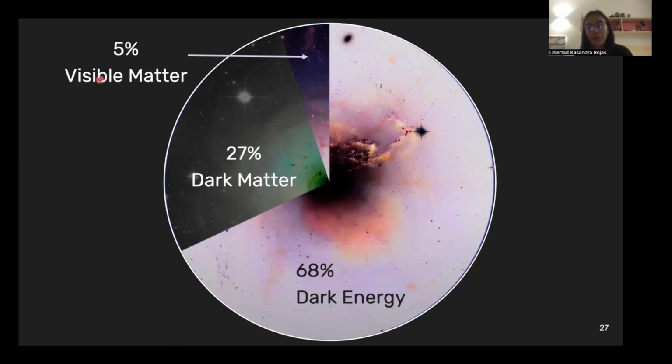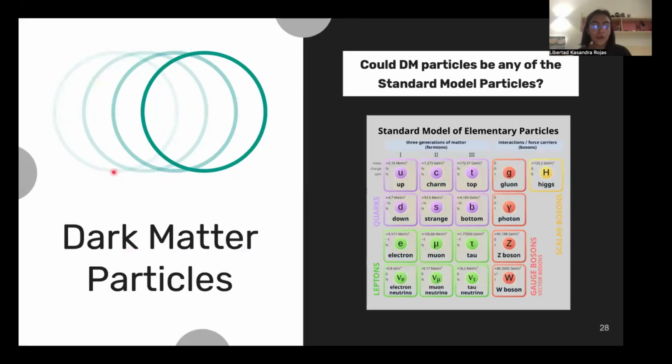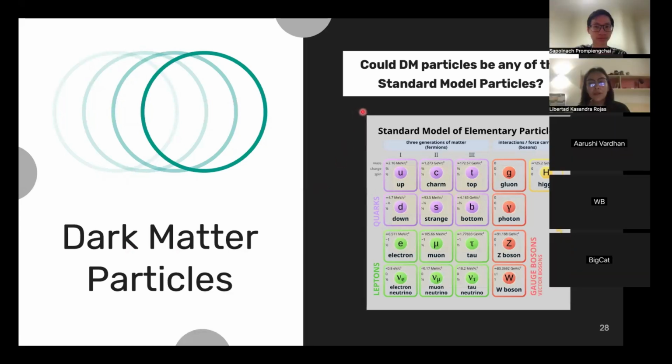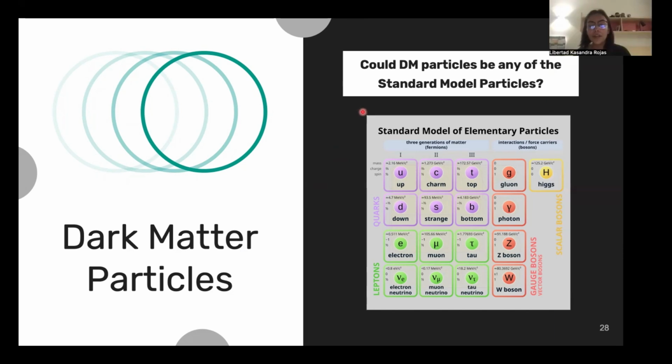So with that in mind, I have been talking about dark matter a lot, of course, but I have not specifically told you what makes up dark matter. What particles make up dark matter? To begin, let's ask ourselves, could dark matter particles be any of the standard model particles? What I mean by standard model particles are the particles that make up everything that is visible, regular matter.